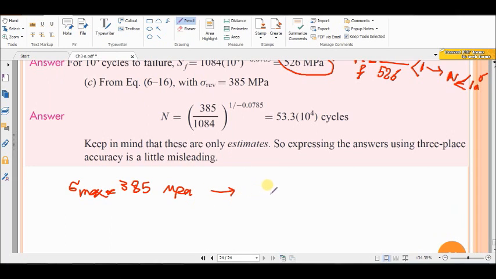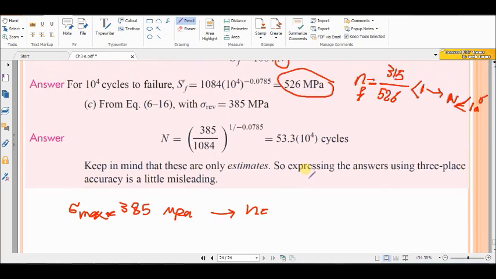How much is the safety factor in this case? Our endurance strength of material was 350, right? 350 over sigma max, which is 385. So it is less than 1. Then n is less than 10 power 6. Now I want to find out how much n is.